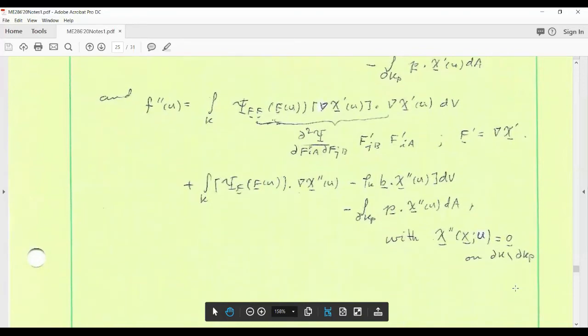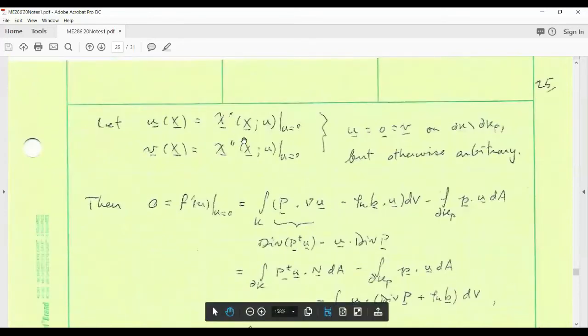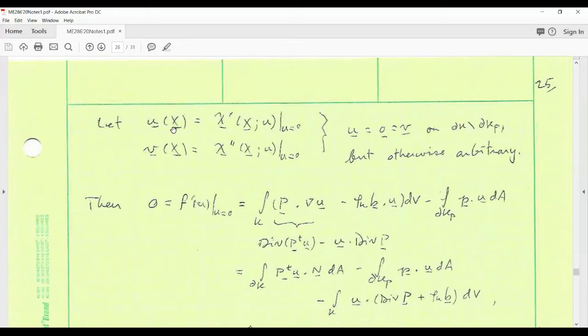Now we want to evaluate these derivatives at u equals zero. So let's use this notation: chi prime, that's the derivative with respect to u, at u equals zero is just a function of x, we'll call it u of x. Chi double prime at u equals zero, we'll call it v of x. Because the prime is mathematically identical to a material time derivative, except that the time here is just the parameter u, we could call this a velocity-like quantity. U is like a velocity. We'll call it the virtual velocity. And we can call v, for the same reason, the virtual acceleration, if you wish.